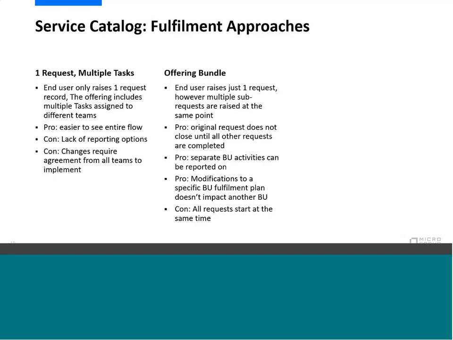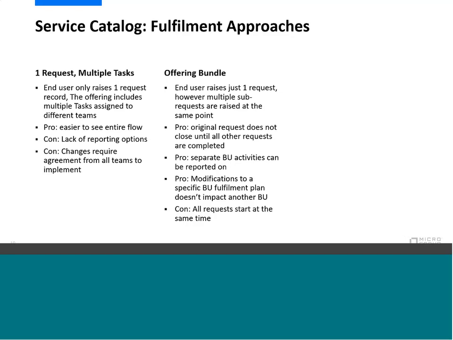It also means that if a particular business unit changes the way they work, maybe day one, everything's manual for ordering a PC, but 3 months later you've got some automation in there as part of it. You only have to modify that one sub offering rather than all of them to do it.